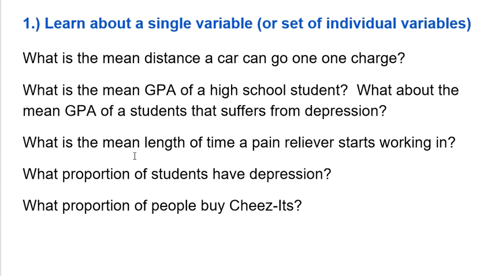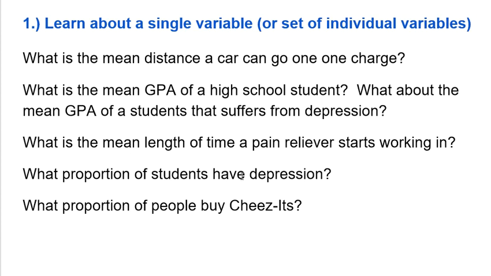All right, another question is, what is the mean length of time a pain reliever takes to start working? So Tylenol, for example, how long does it take to start to work? You have some pain in your shoulder, you take Tylenol, 5 minutes for it to work, 30 minutes for it to work. Again, quantitative number.